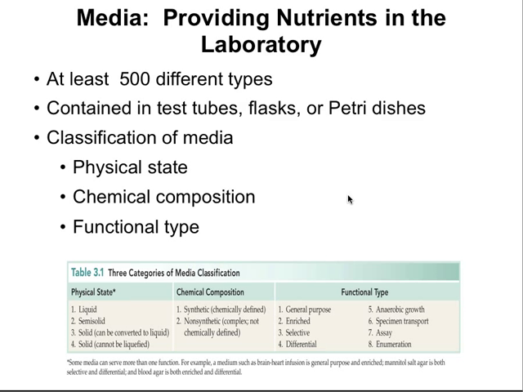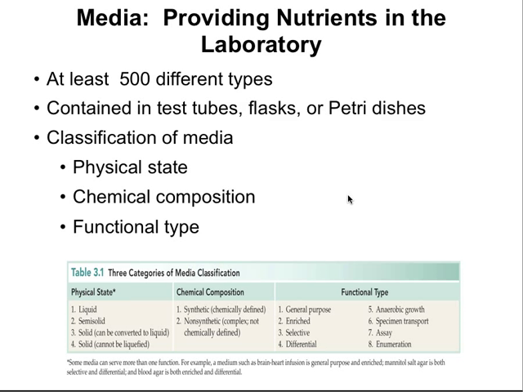However, successful cultivation had some requirements. First of all, a sterile medium to grow on, and second, all the nutrients that microorganism requires. Now, because of the diversity of microbe requirements, we have a whole lot of different types of sterile media on which all these microorganisms grow. In fact, there are at least 500 different types. These different types can be contained in test tubes, flasks, or petri dishes.